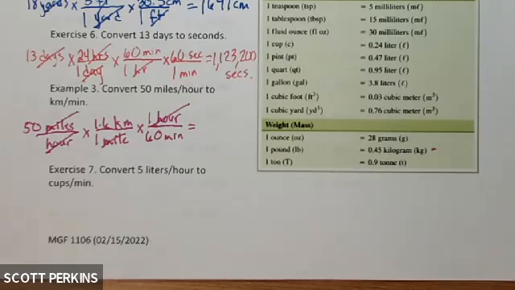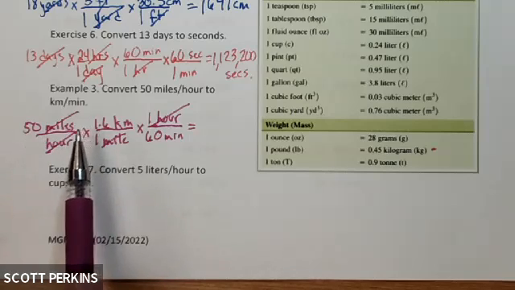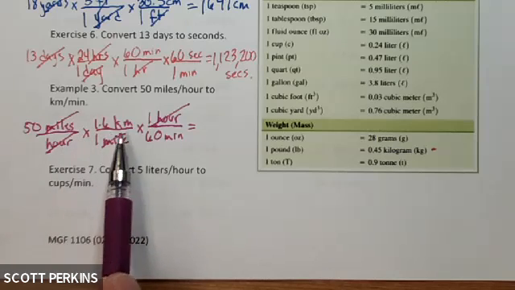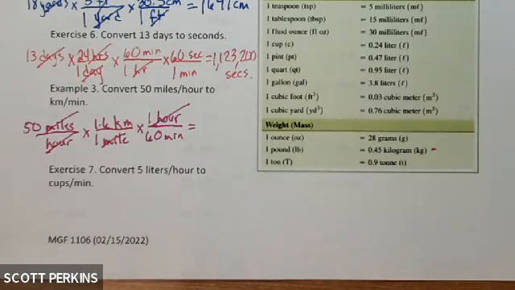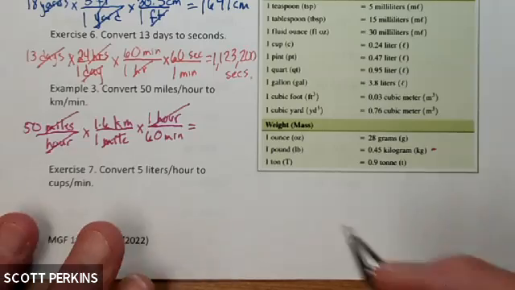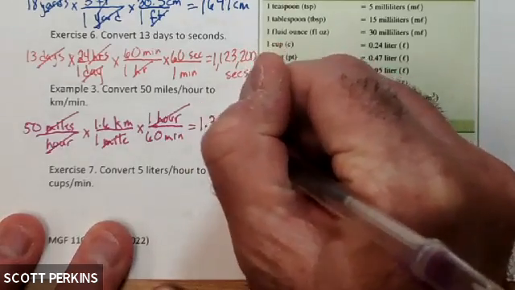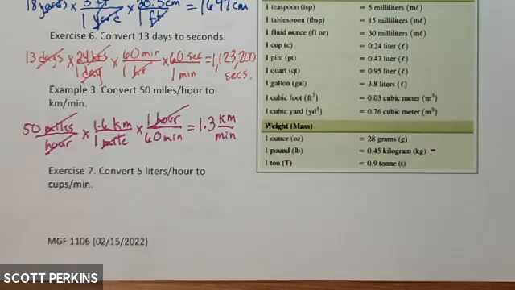And now I'll just go ahead and do my multiplying and dividing according to the way the problem is. 50 and 1.6, I'm going to multiply those and get 80. And then I'm going to take the 80 and divide by the 60 since it's in the denominator. I'm just going to round to the 10th. And so we get 1.3 kilometers per minute. So if you're tooling down the road at 50 miles per hour, then you are going 1.3 kilometers every minute.